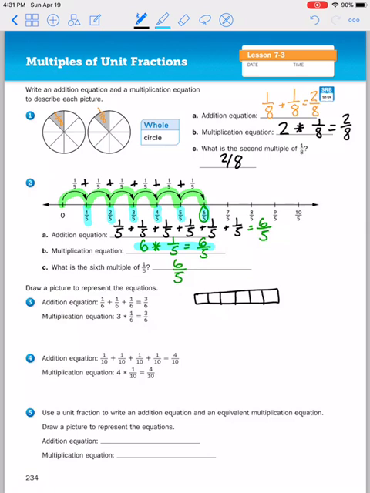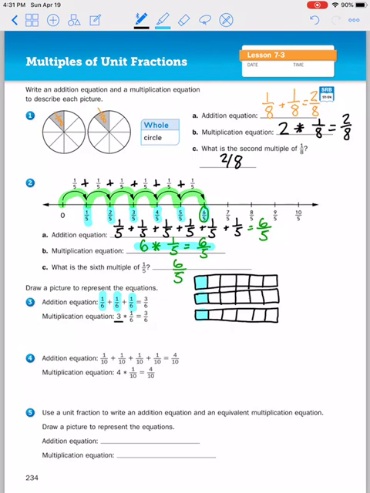Good. Now, I notice there is 1 group of 1/6, 2, 3. So I need to draw 3 fraction bars that each show 1/6. And then I would highlight 1/6, 1/6, 1/6. And that's the same thing as showing 3 times 1/6. Same exact thing.